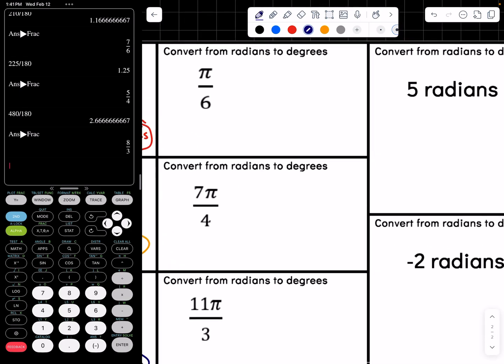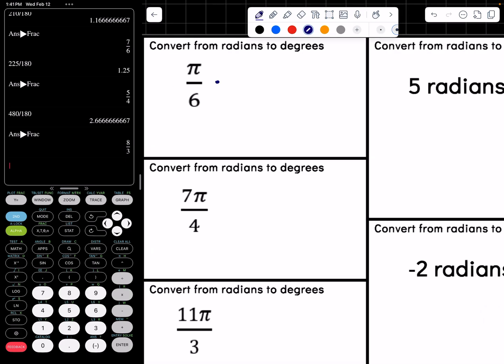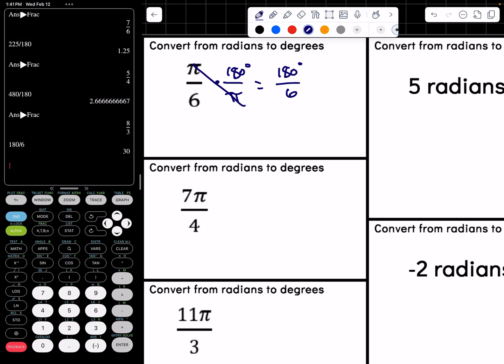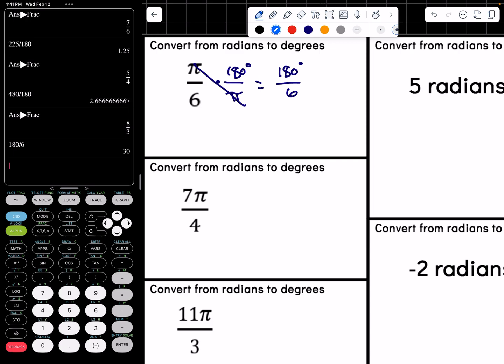Here, when I convert from radians to degrees, I need my pi on bottom to cancel it out. So 180 degrees goes on top. Those will cancel. So we're left with 180 degrees over 6. 180 divided by 6 equals 30 degrees.